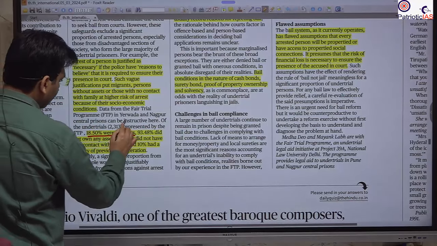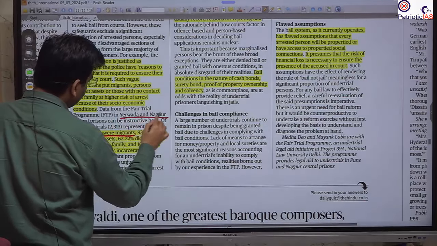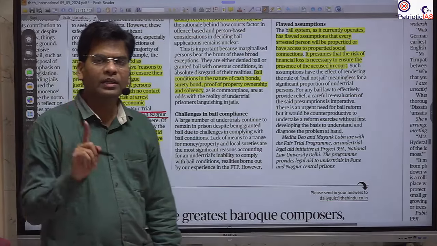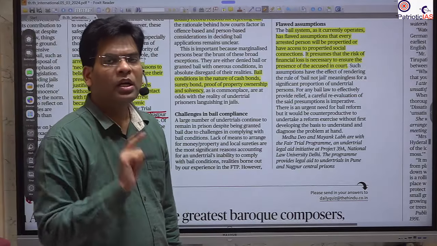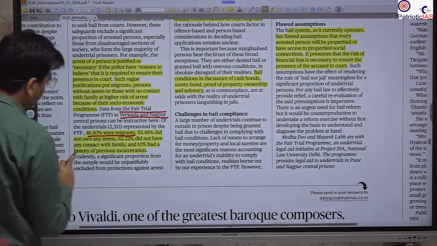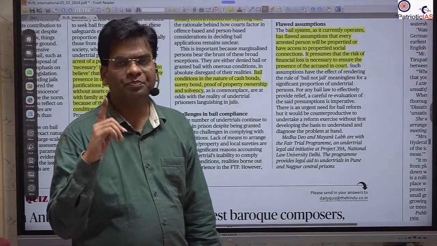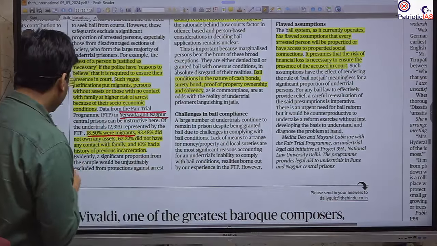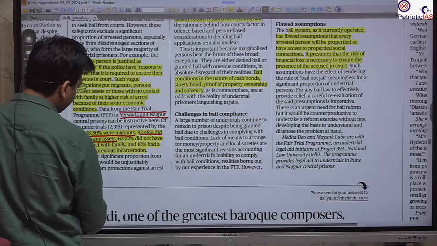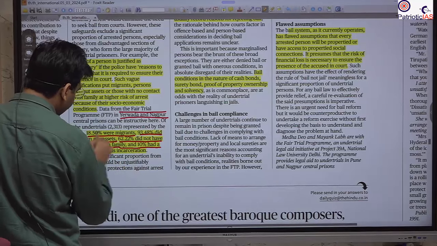There was a study of a few jails, including Yerwada and Nagpur Central Jail. Yerwada jail you should remember, because the Poona Pact between Gandhiji and Dr. B.R. Ambedkar was signed here. Actually it was not Gandhiji but the Congress, and it was signed by Madan Mohan Malaviya. So please remember. Here 93% did not own any asset, and 62% did not have contact with their family.